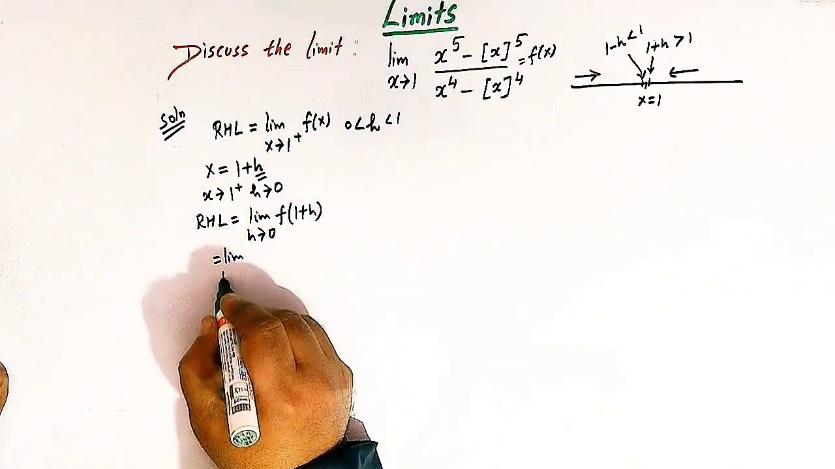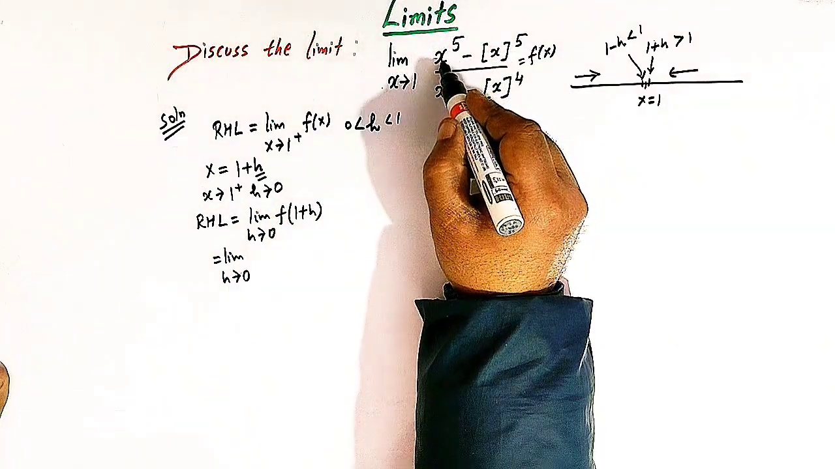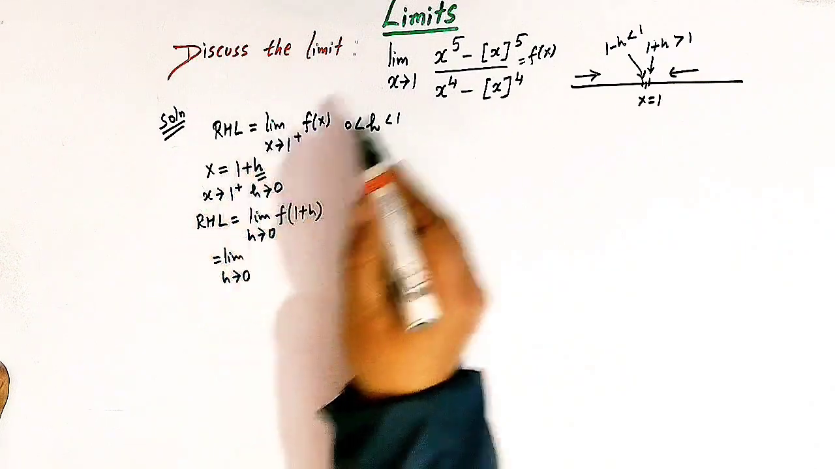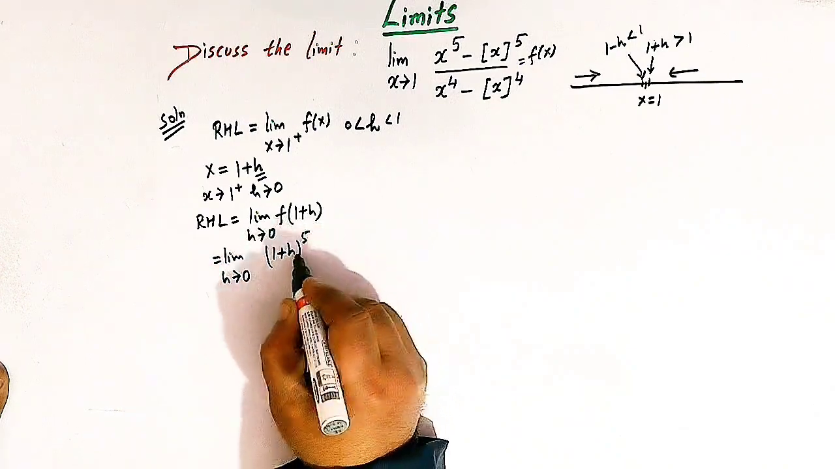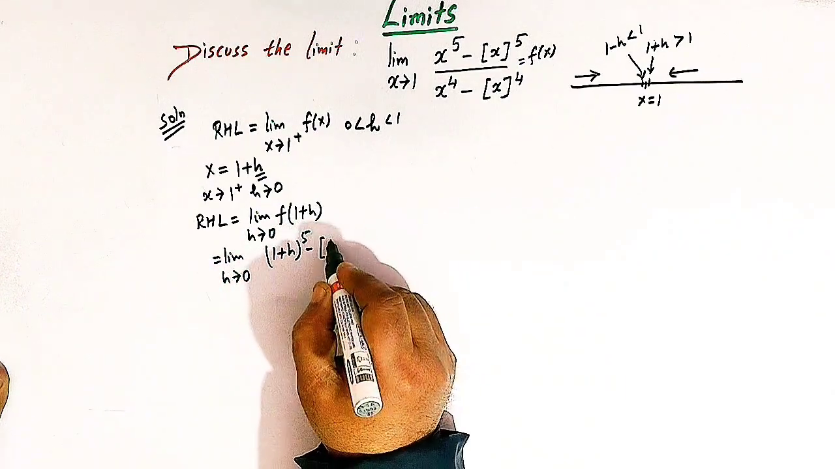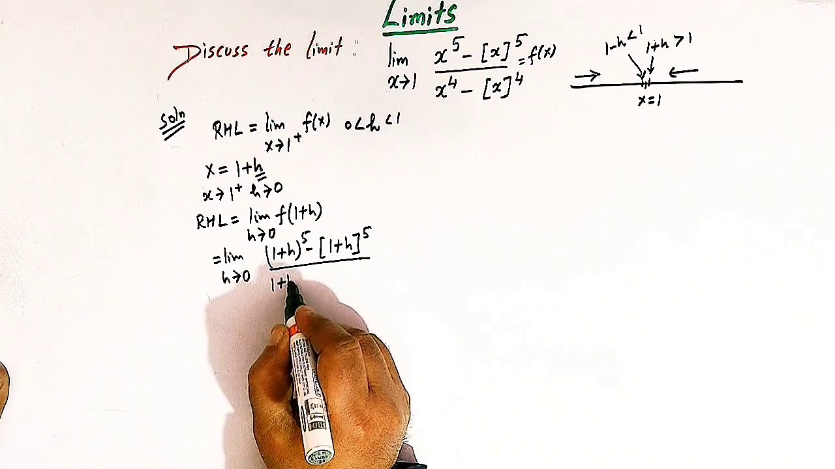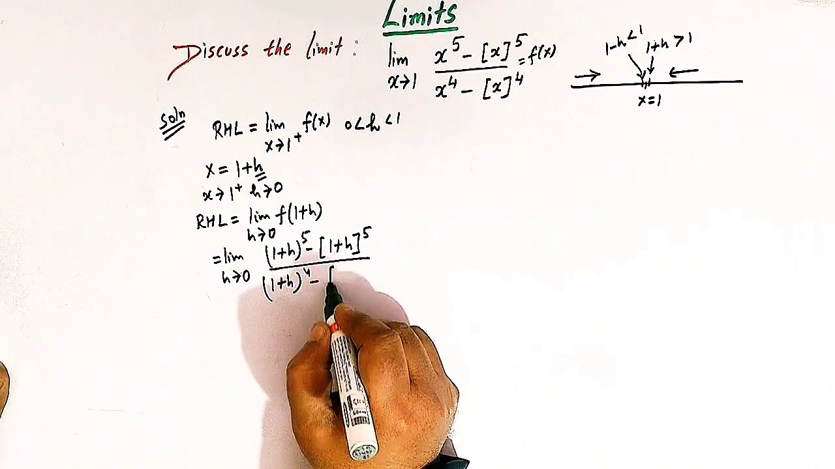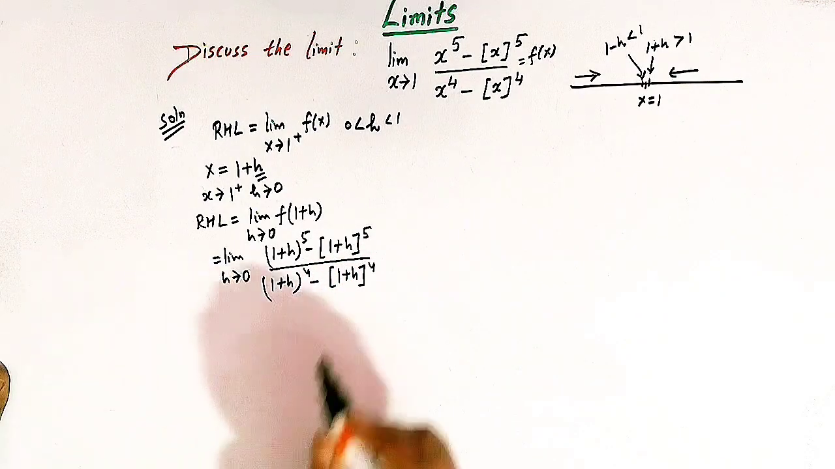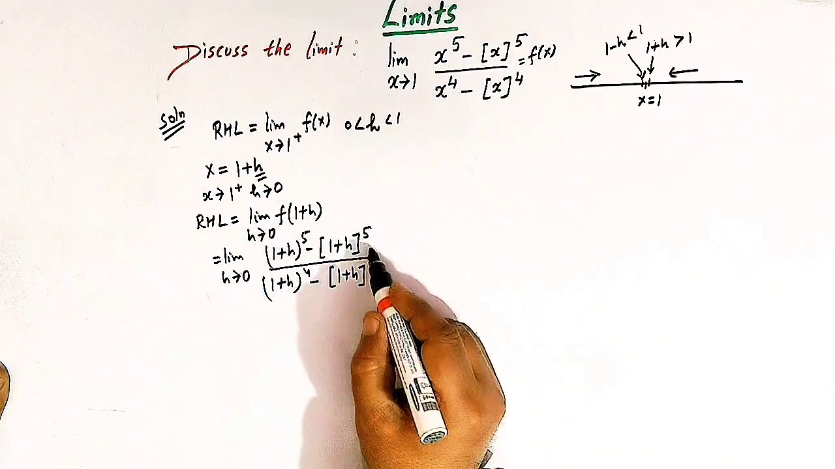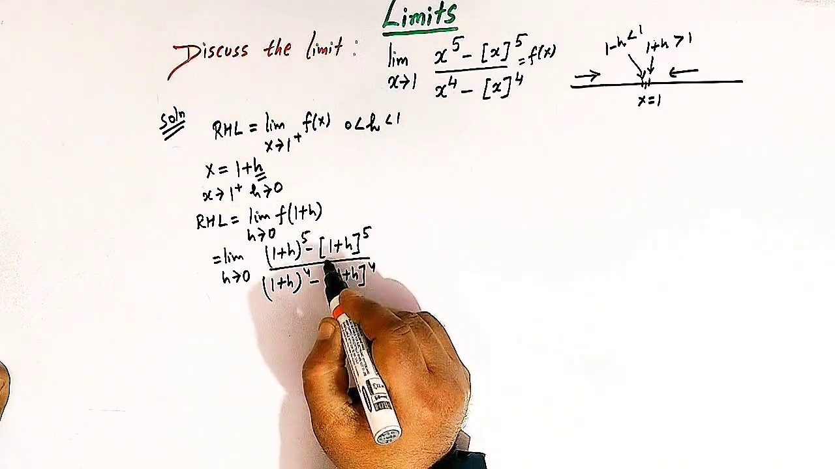Okay, so now let us find out the value of f of 1 plus h by replacing x by 1 plus h, right? So we have x raised to 5, so here we have 1 plus h raised to 5. Then we have the greatest integer of 1 plus h raised to 5, and here we have 1 plus h raised to 4 minus the greatest integer of 1 plus h raised to 4, right? So now we have to evaluate this limit when h approaches 0, right? Now see, here we have the greatest integer function.